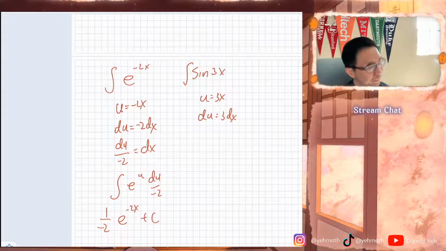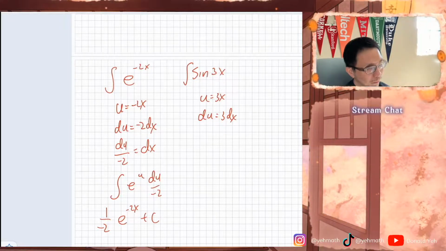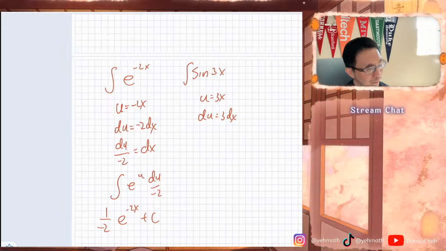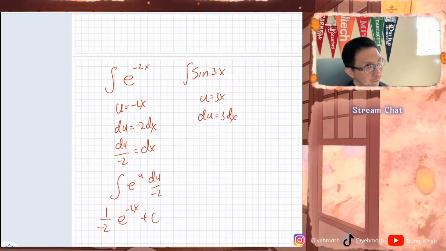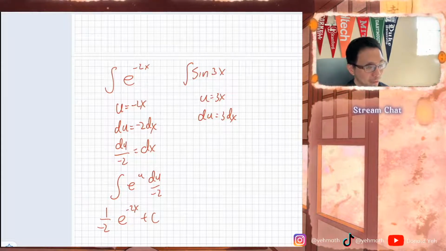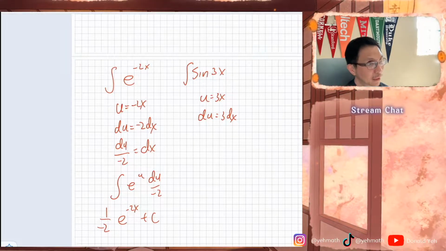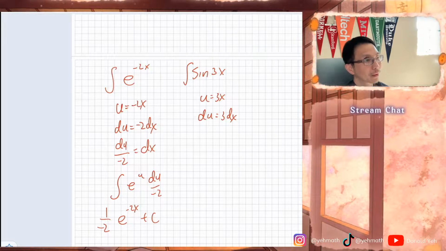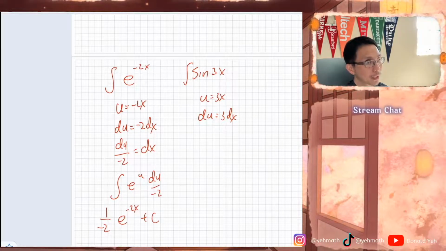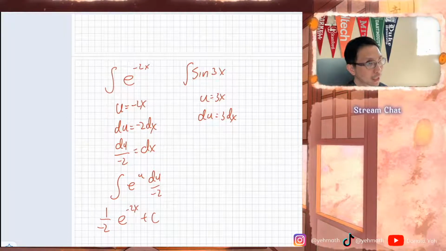I have a question. Sure. So what if instead of being negative 2x, it was just negative x? Would you still use the substitution? You still use u substitution, then that one's going to be negative e to the negative x. You're still going to have a negative sign. That's a great question because u equal to negative x, du equal to negative dx.